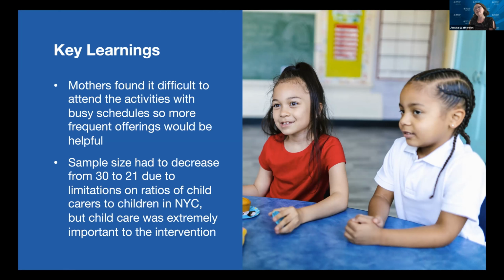We also had to decrease our target sample size from 30 down to 21 because New York City has limitations on the ratio of how many children can be looked after by a single child care provider. And so based on the number of child care providers that we were able to get for the activities, we then had to decrease the number of participants. But we did know from our co-design session and from this post-intervention survey that the child care was extremely important to the intervention. So that was definitely something that we couldn't adjust or get rid of.